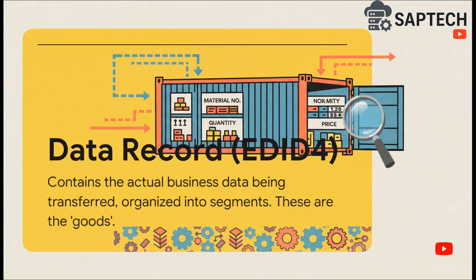Next up, the data record. This is the heart and soul of the IDoc, stored in table EDID4. This is the whole reason we're sending the package in the first place. It's the actual business data, the goods, and it's organized really neatly into different segments, kind of like labeled compartments for your material numbers, quantities, prices, and so on.